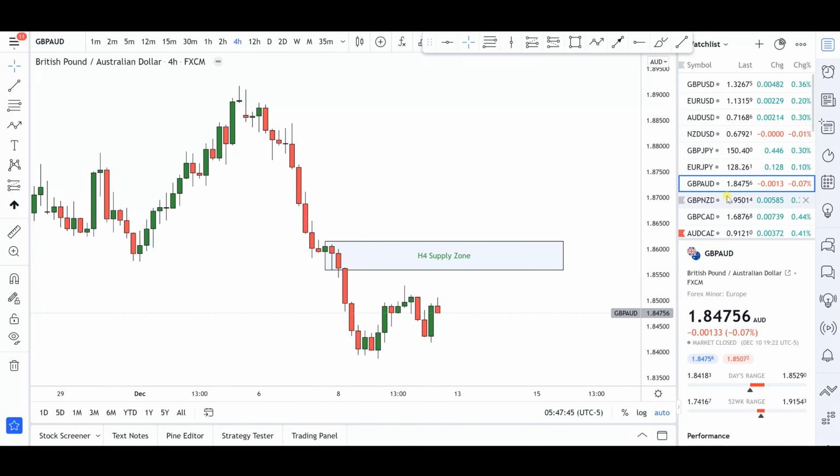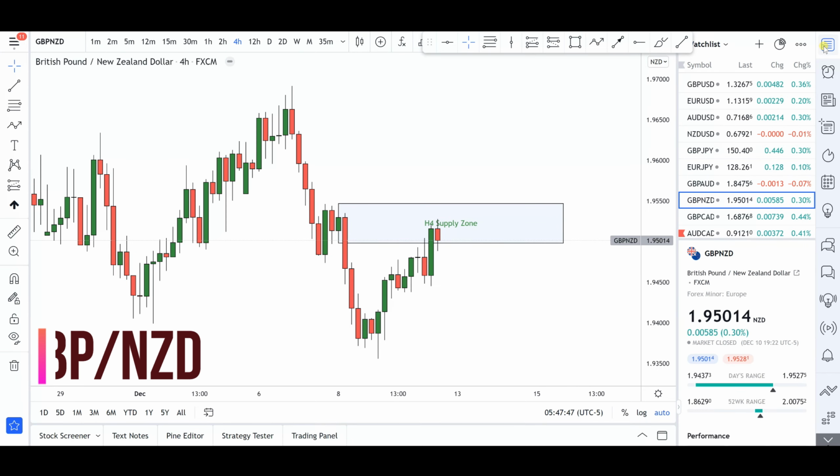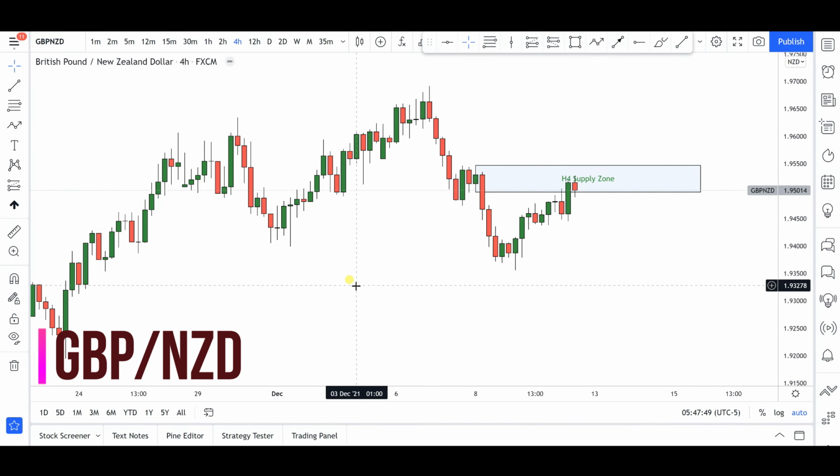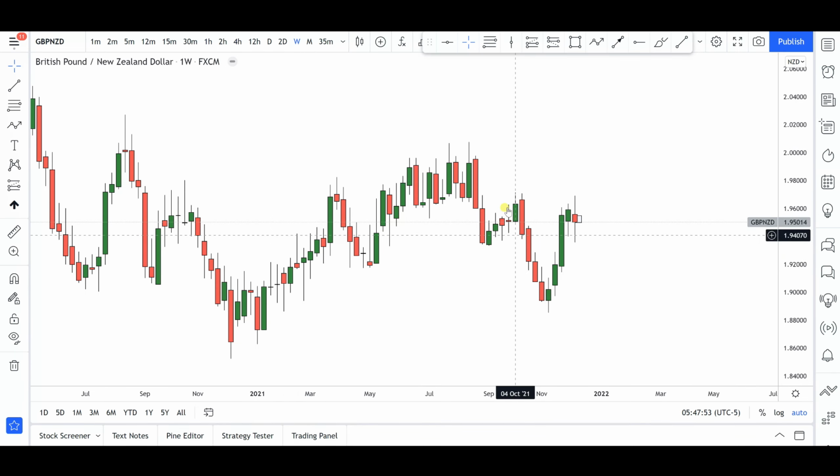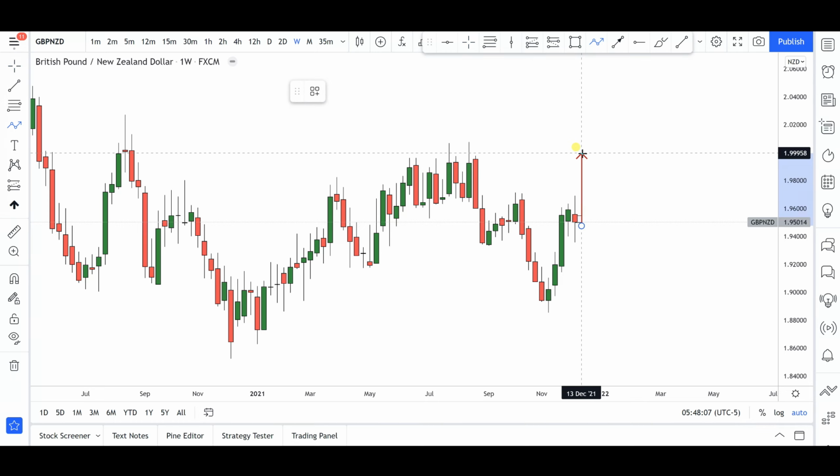Now, British pounds and New Zealand dollar, what do we have here? Well, in this particular one, let me take a look at the weekly time frame. Remember, we had pointed out that price might give us some hesitation in this particular area. This supply zone led to the break of this level of structure, and you can see price has now started stalling in that area. Will price give us another push to the upside from here? Again, only time can tell.